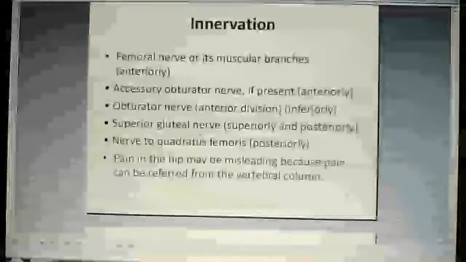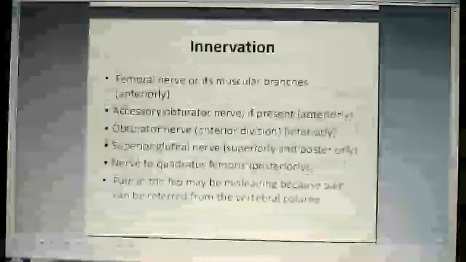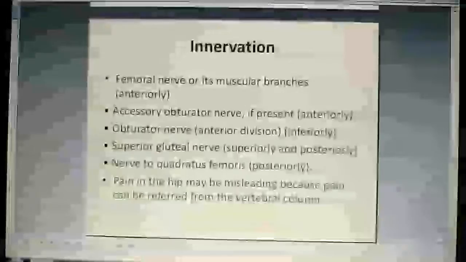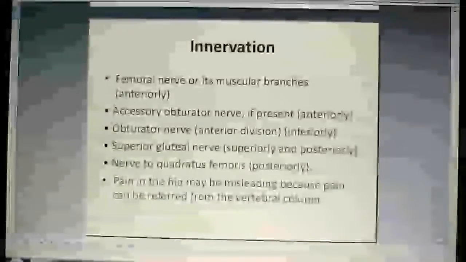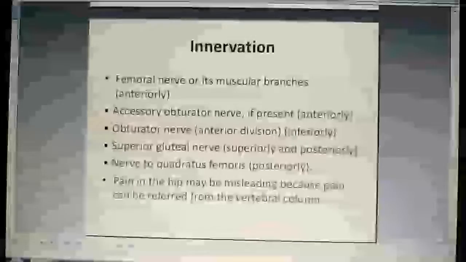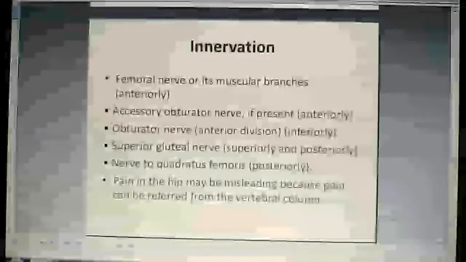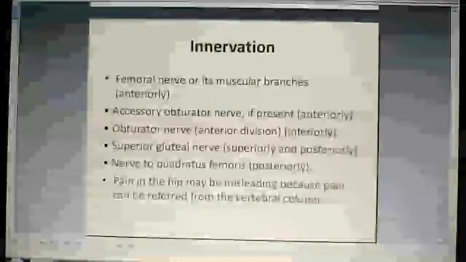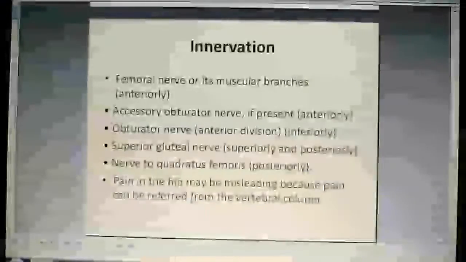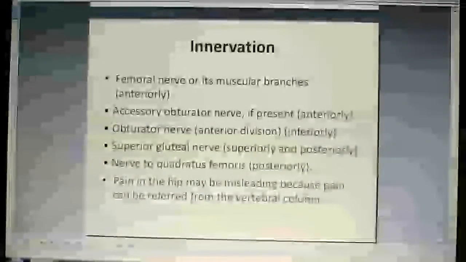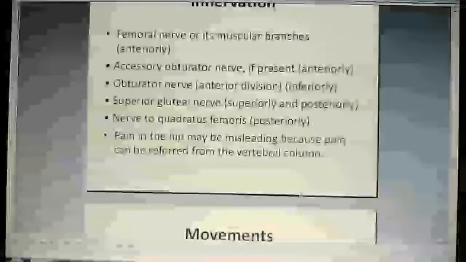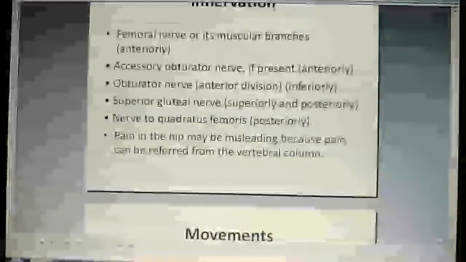Innervation: the femoral nerve in muscular branches anteriorly. The accessory obturator nerve is present anteriorly and inferiorly, and the superior gluteal nerve is superior posteriorly. Pain in the hip may be misleading. The pain can be referred from the vertebral column to the hip joint.